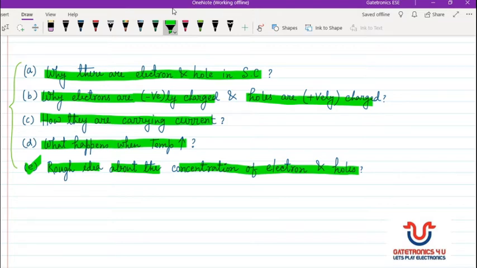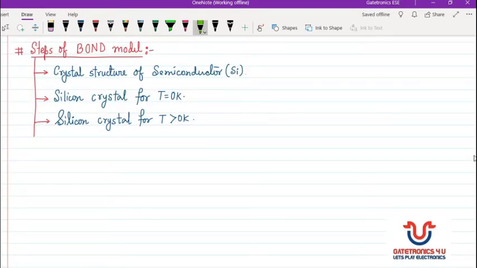Let us go into the energy bond model of semiconductor. To model the semiconductor using the energy bond model, we have to follow some steps. There are several steps we have to go through to model the semiconductor using the energy bond model.